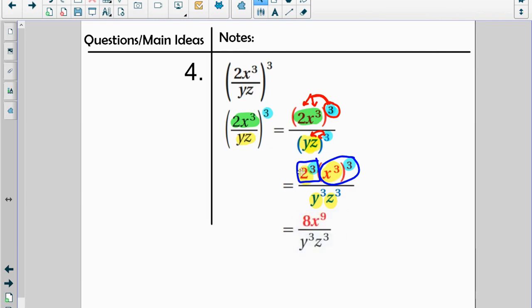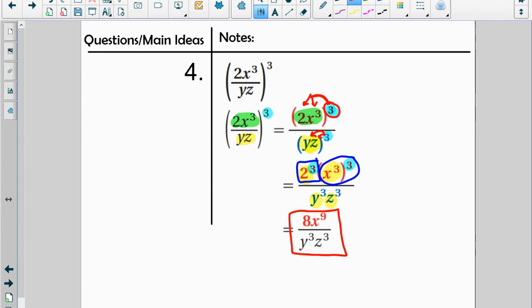So it's the 8 from the 2 cubed. X cubed cubed is x to the 9th power. And on the bottom, everything stays the same. It's just y to the third power, z to the third power. So if we think of our simplification rules, we make sure that each base only appears once. So I have an x, a y, and a z. All of the exponents are positive, which we have, and everything else has been simplified. That's our final answer for simplifying an expression like that.